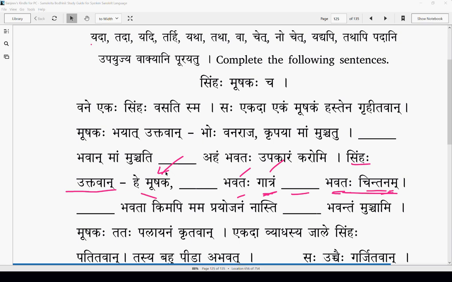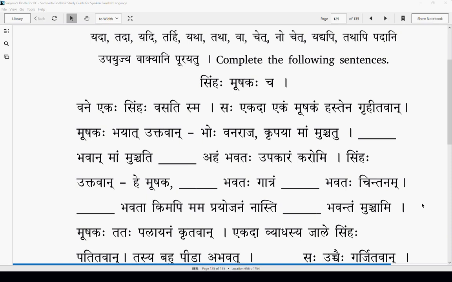He said, yatha tatha. Hey moshaka, yatha bhavata gatram, as your size is there, tatha bhavata chintanam, that way is your thought. So, the moshaka is small. Saying that because the mouse is small, he doesn't have a very good thought? Yeah. You think small, because your size is small. Your size is small and so you're small-minded. Correct? You also think like a tiny one. Your size is small, so is your thinking. Yes, you're correct. Exactly.